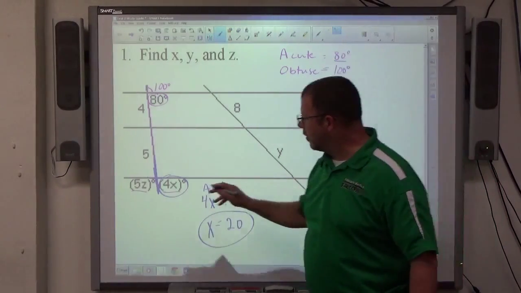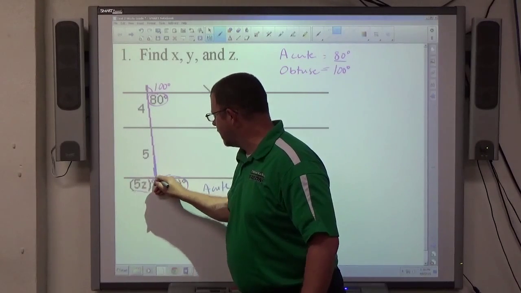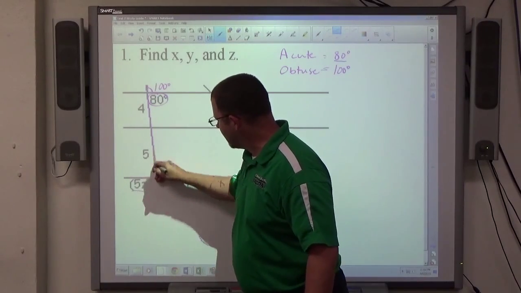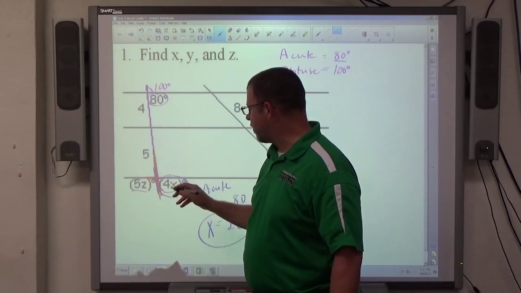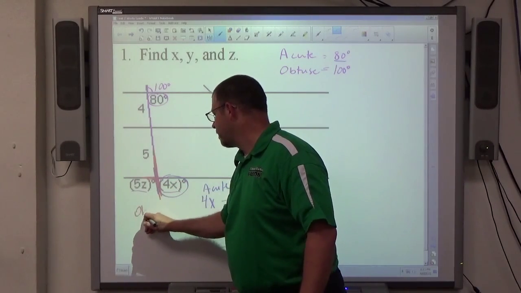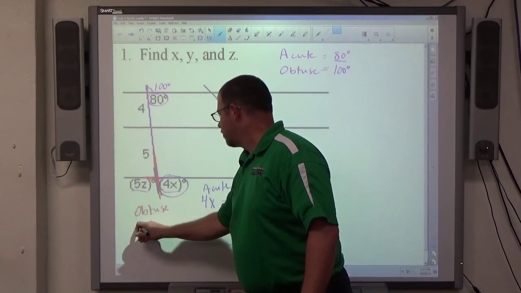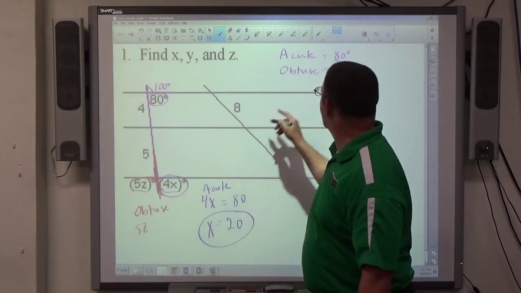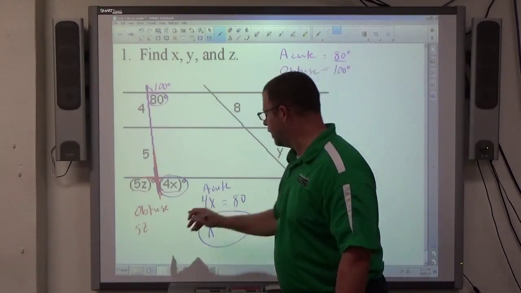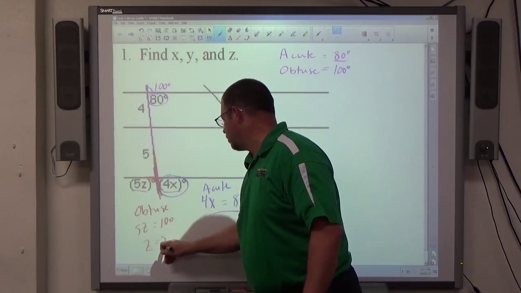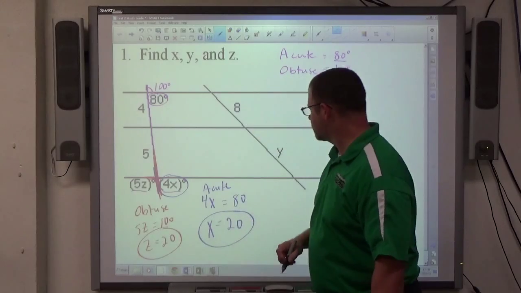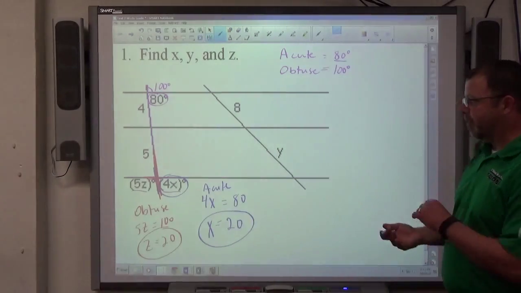If I look at angle 5z, same deal. Here's my straight line. And you can see that angle is slightly larger than a 90-degree angle, makes it obtuse. So 5z, the obtuse angle, has to be 100 degrees. Dividing both sides by 5 gets me z also is equal to 20. And that's it for x and z.